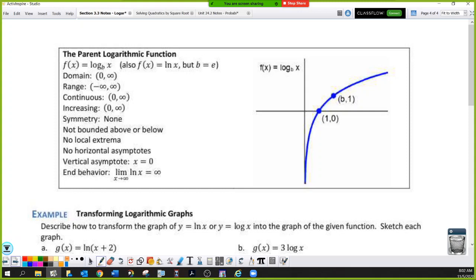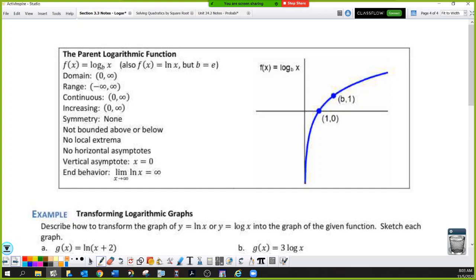The parent log function, y equals log base b of x. But it could also have been ln of x because the base could have been e, right? This is the same basic shape. You notice that it has a vertical asymptote at the y-axis. The reason why this has a vertical asymptote at the y-axis is because its inverse, the exponential, has a horizontal asymptote at the x-axis. Remember, all the x's become y's and all the y's become x's? That means the asymptotes change places as well.